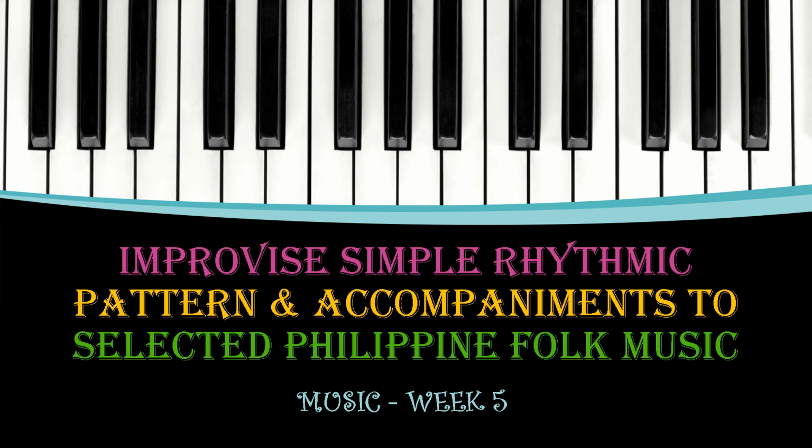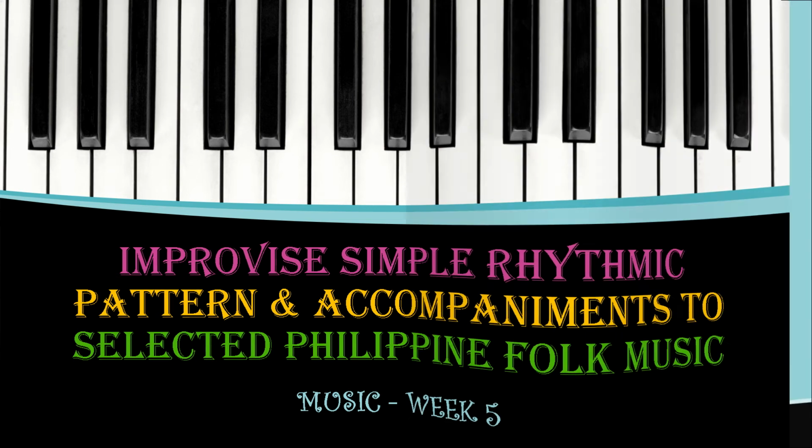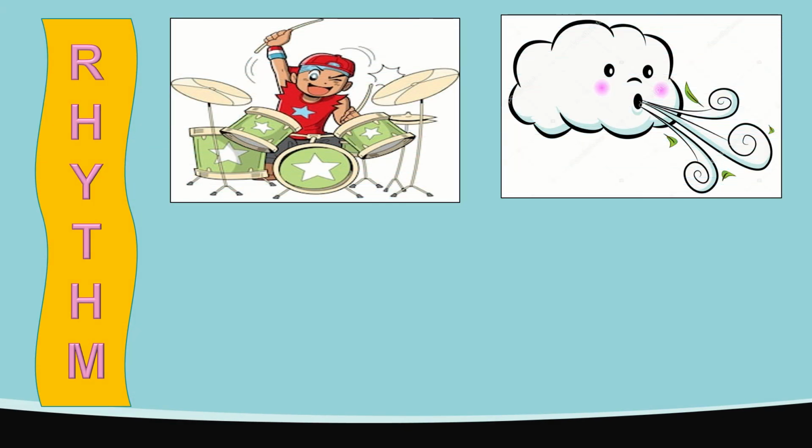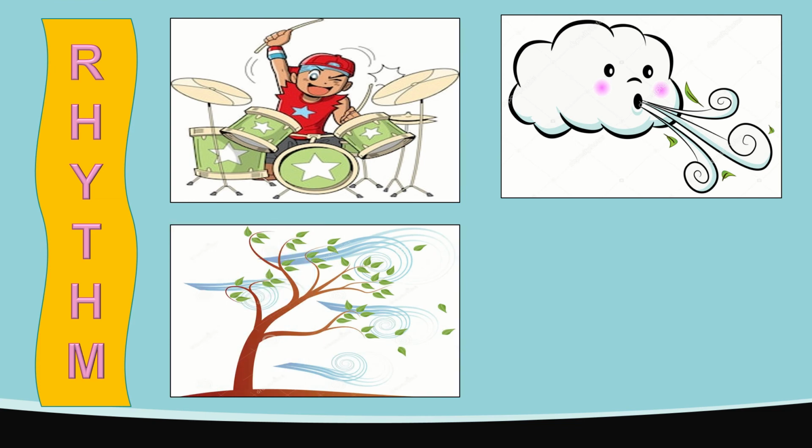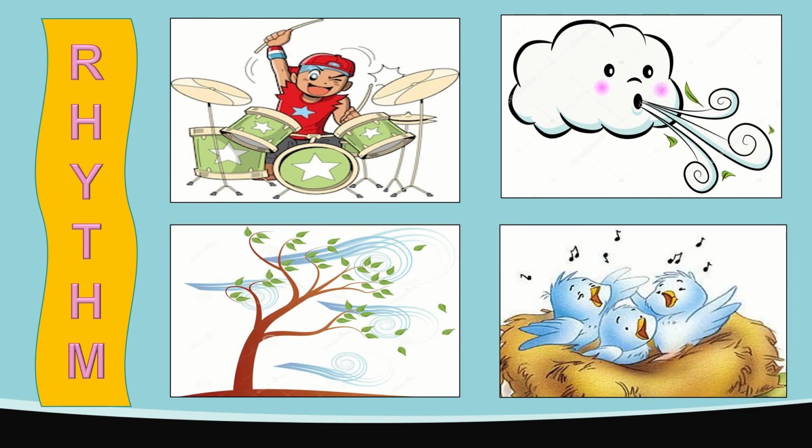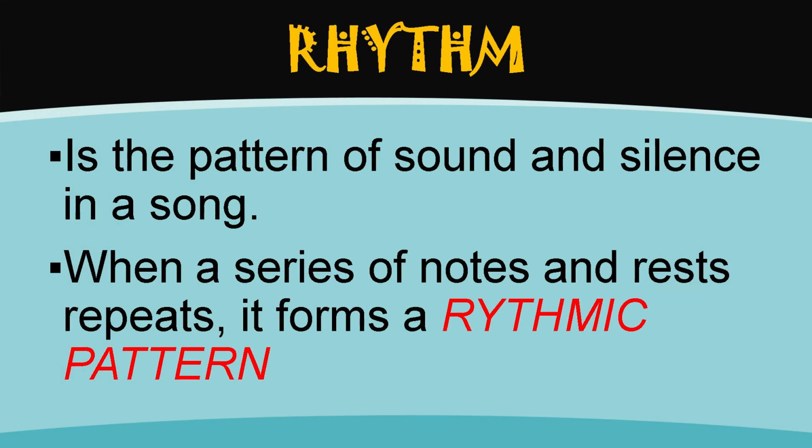Our topic is about the improvisation of simple rhythmic pattern and accompaniments to selected Philippine folk music. Many things around us have rhythms. The beating of the drums, blowing of the winds, swaying of the trees, and even the chirping of the birds show rhythm. Rhythm is the pattern of sound and silence in a song. Sound pertains to the notes and silence pertains to the rest. When a series of notes and rests repeats, it forms a rhythmic pattern.